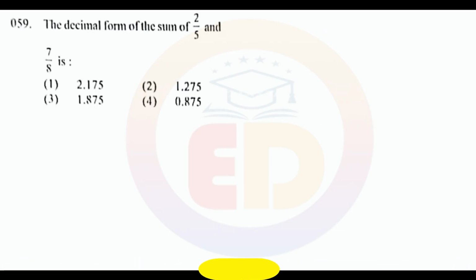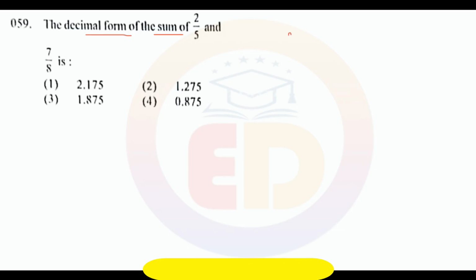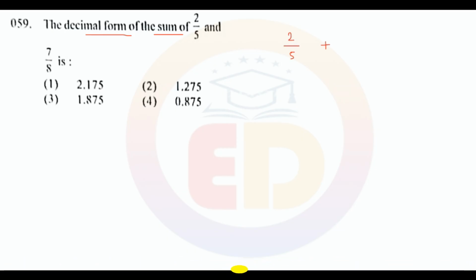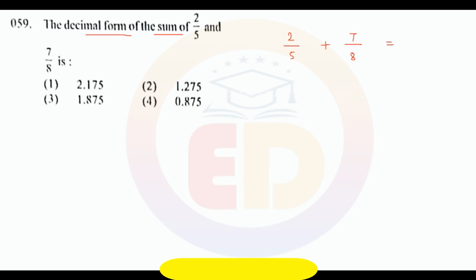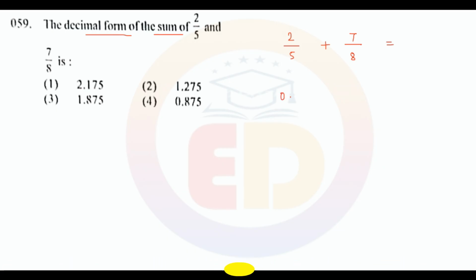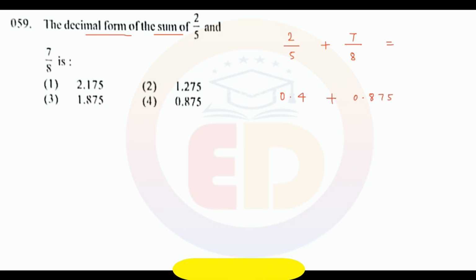Question number 59, seemingly an easy question. The decimal form of the sum of 2 by 5 and 7 by 8. So either you can add both of them as a fraction and then convert the final answer to decimal, or you can convert individually to decimals and then add. 2 by 5 is 0.4. 7 by 8 is 0.875. This we are getting by division.